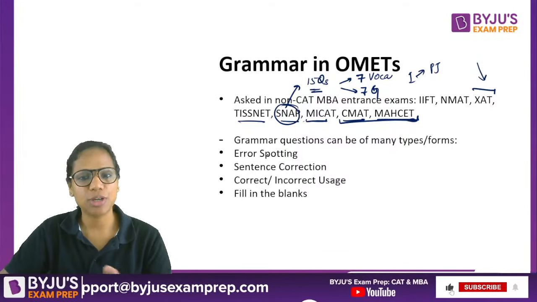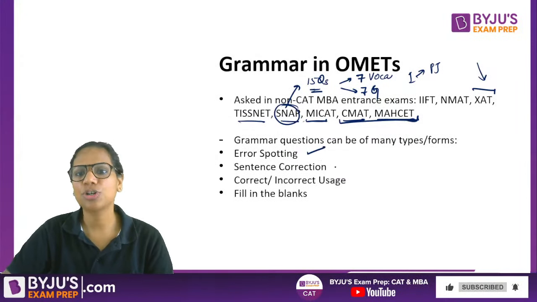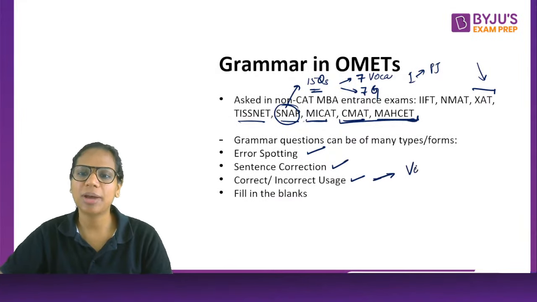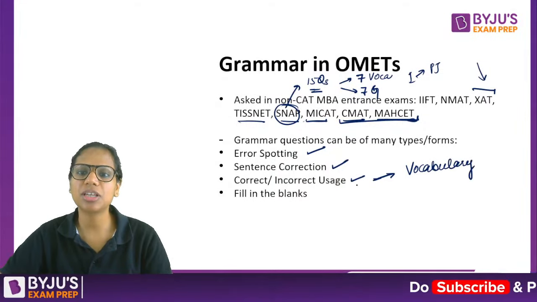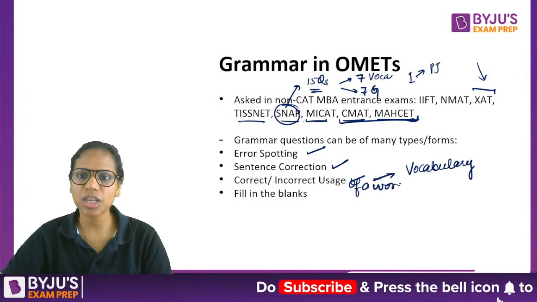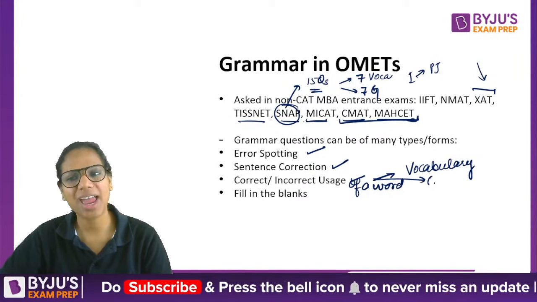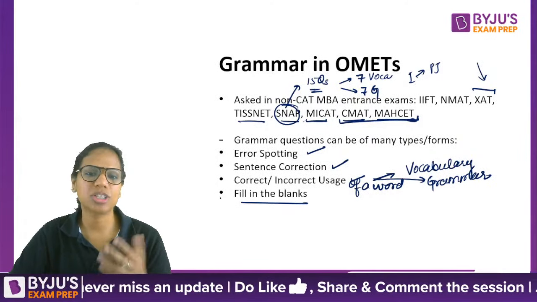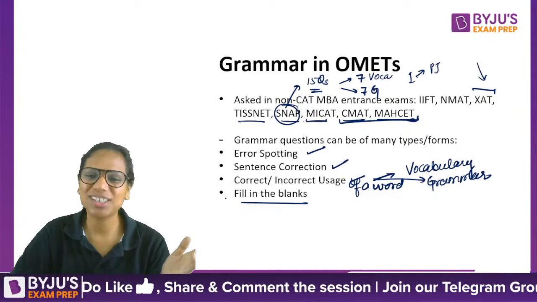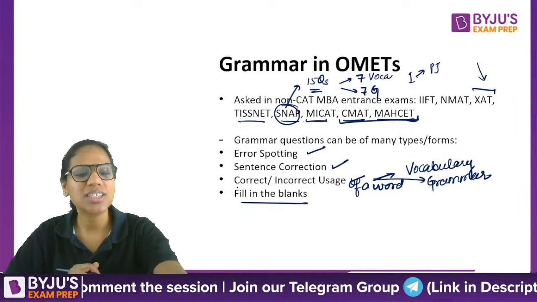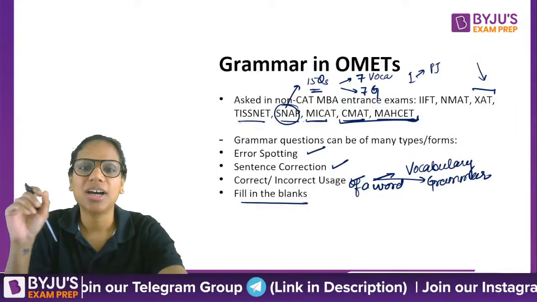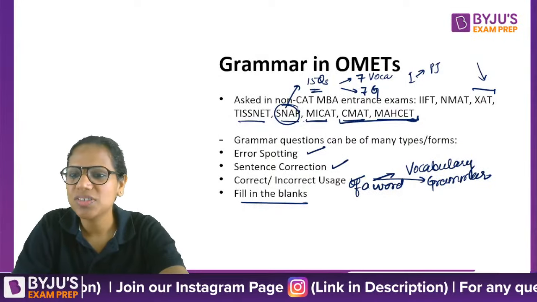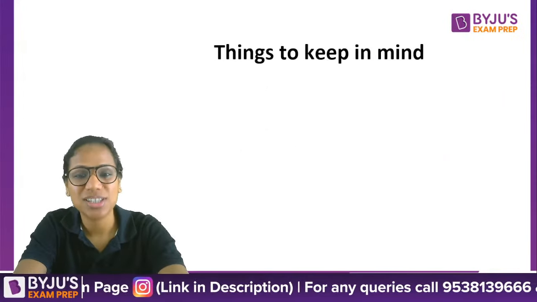Okay. And they can be asked in many forms. So there can be error spotting, sentence correction, correct, incorrect usage. This actually is a combination of vocabulary and grammar. If I'm asking you correct, incorrect usage of a word, sometimes it becomes a combination of vocabulary and grammar. Sometimes it could be based purely on grammar, right? And of course, your ubiquitous fill in the blanks, they are everywhere. They're there in vocabulary, they're there in grammar, right? So this is why grammar is important for you in a very immediate sense, not even in a long term sense, right? Hope this is clear and now you start taking grammar seriously.